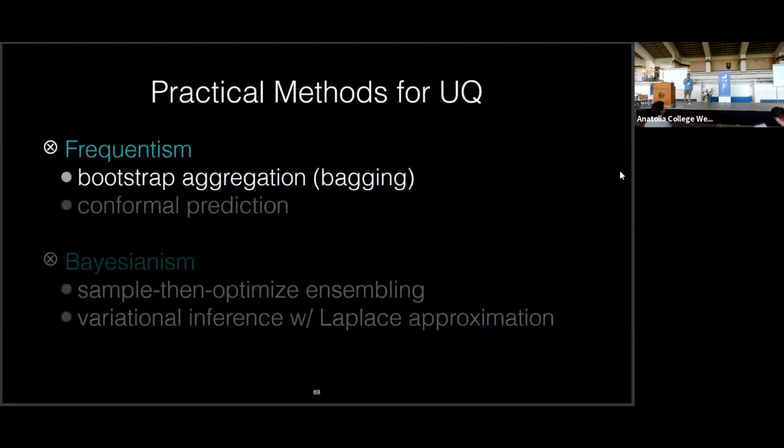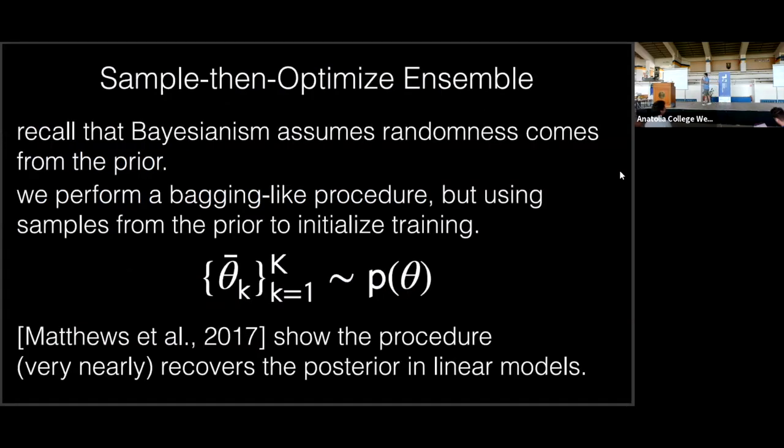Okay, so that was technique number one. Technique number two will go to the Bayesian camp, and it is something called sample then optimize ensembling. Again, the name sounds quite long, but really it's going to be very related to this bootstrap aggregation process. Recall that in Bayesianism, the randomness comes from sampling from the prior. So this method is going to do something very similar to bootstrap aggregation, but instead of sampling new data sets, we're going to sample draws from the prior and do maximum likelihood learning on them. This might seem quite far from the Bayesian process, but there's actually work that shows that this procedure very nearly covers the true posterior distribution in some simple cases.